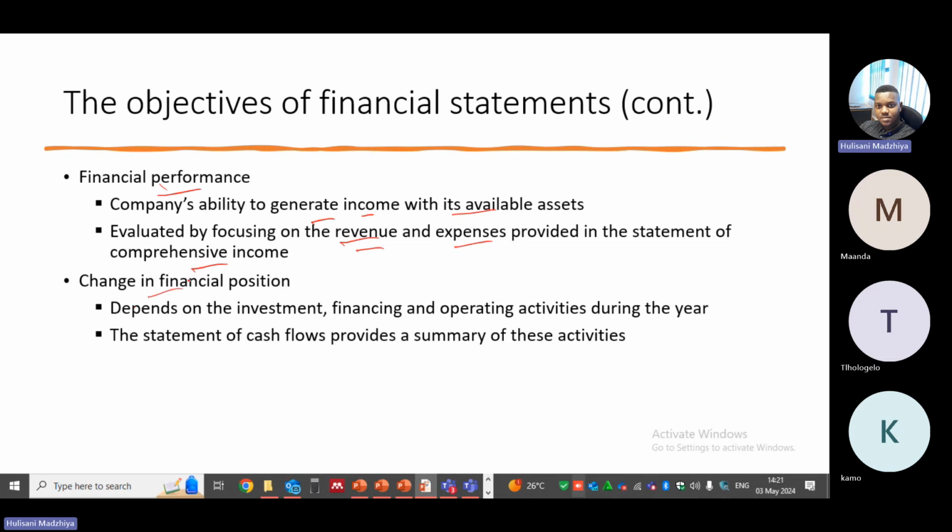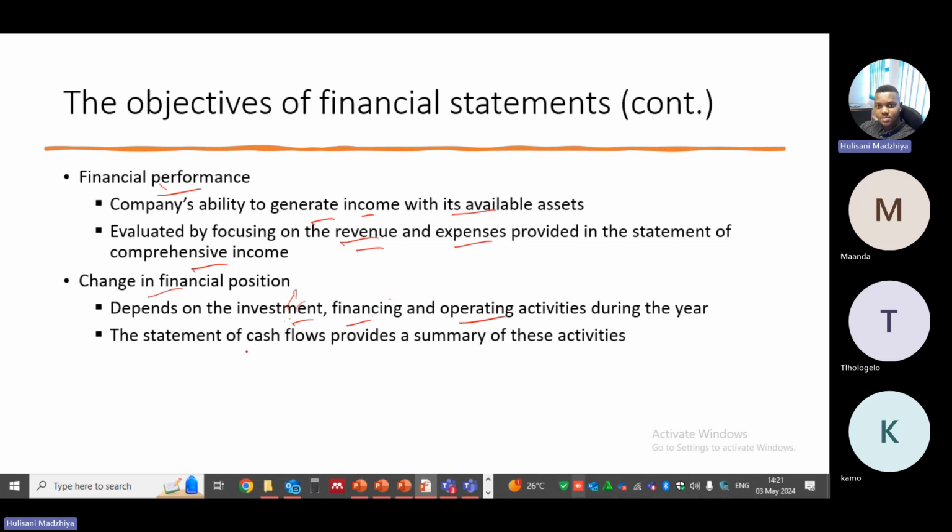Change in financial performance. Here I did mention that we focus on the operating, financing and investing activity during the year. How much money went out, how much money went in, how much money was raised through finance, how much money was paid back to the capital provider. Investment: what did we invest in? Did we buy new assets? Did we sell old assets? So that's what we get to assess.